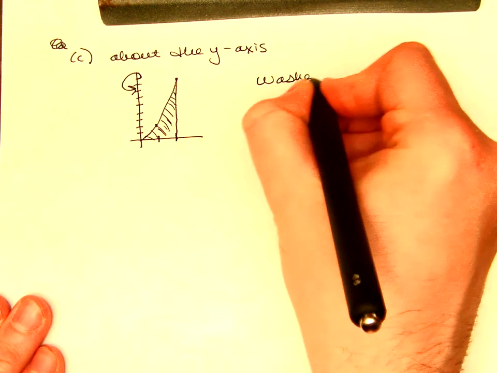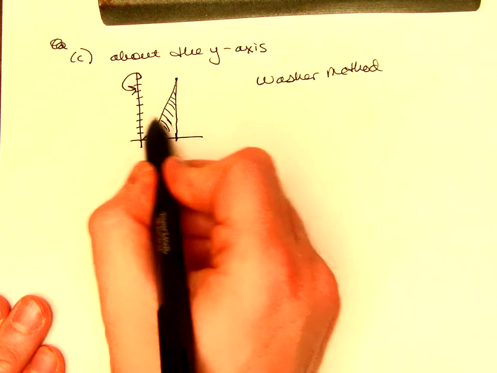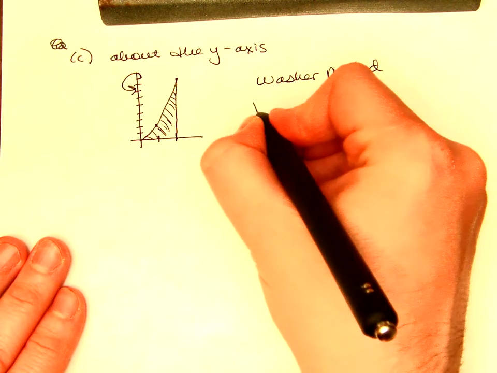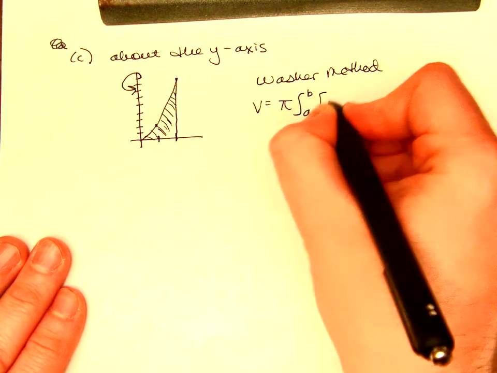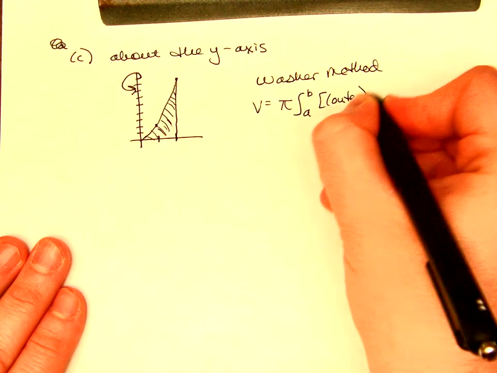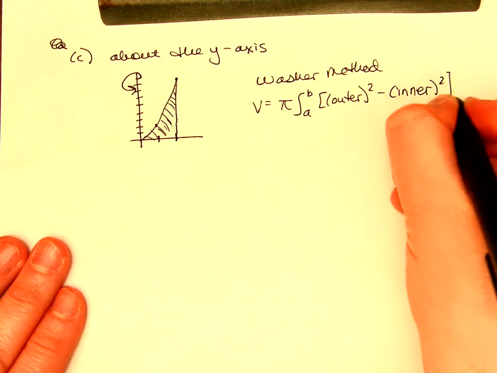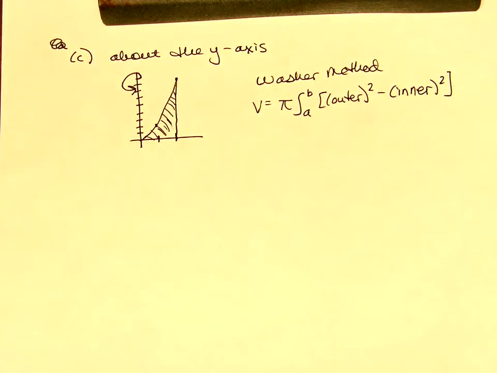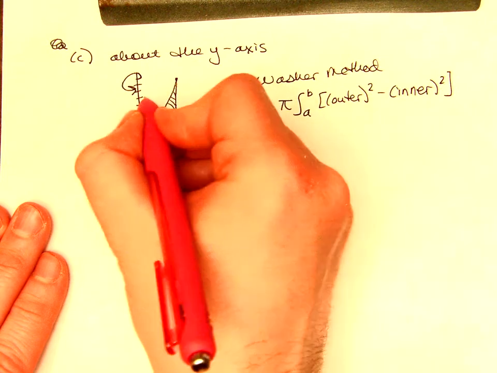Because if we're going about the y-axis, there's all this space in between your region and the line I'm spinning it around. V equals pi times the integral from a to b, outer radius squared minus inner radius squared. Again, remember that the radii need to start on the line you're spinning around. So they're both going to start on the y-axis. Here's one. Here's the other.